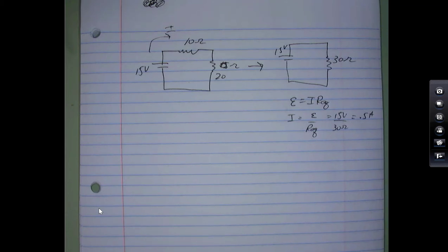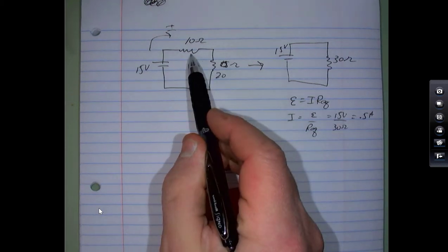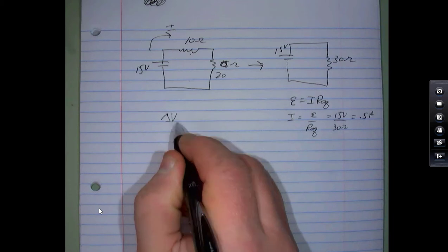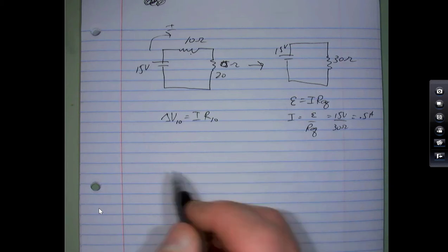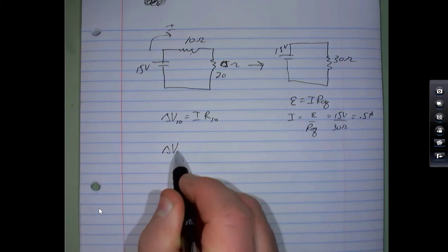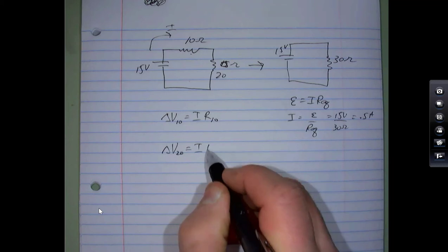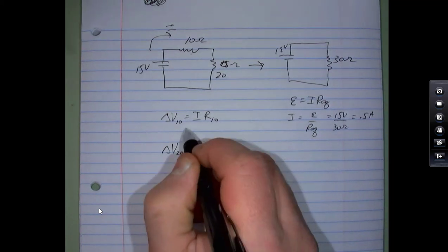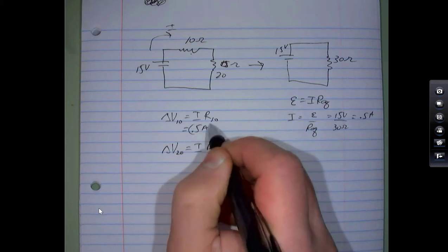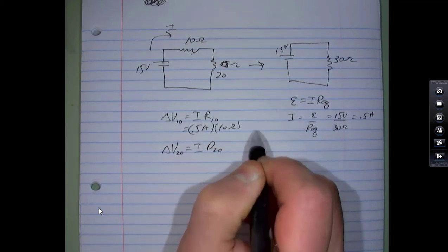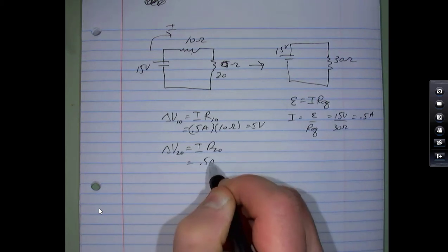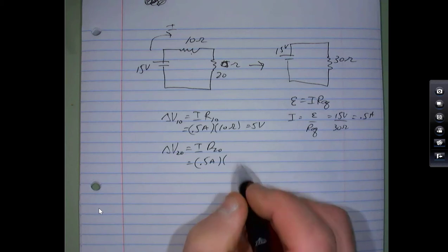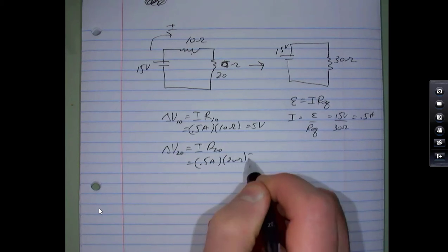So why do I want to get that? If I know that, I can figure out the voltage across the 10 ohm. So the voltage across the 10 ohm would be the current times this 10 ohm resistor. And then the voltage drop across the 20 ohm would be the current times the 20 ohm resistor. So here we have 0.5 amps times 10 ohms, or 5 volts. For the other one, 0.5 amps times 20 ohms. This would be 10 volts.